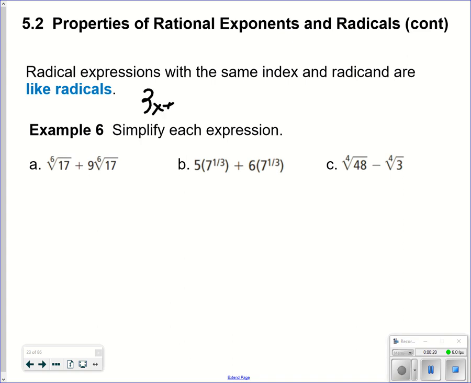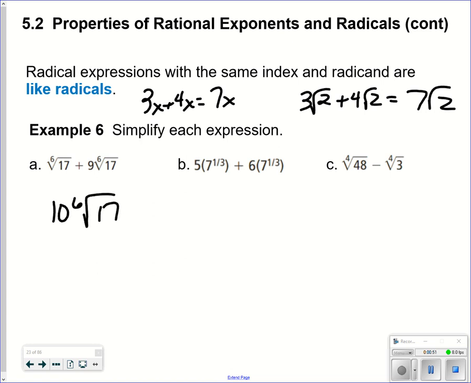So if you had 3x and 4x, it would be 7x because those are like terms and I can add their coefficients. Similarly, if I had 3 square roots of 2 plus 4 square roots of 2, that would be 7 square roots of 2. And the only way to do radicals, similar to the way you can do x's or variables, is if you have the exact same radical. So in the very first question, I have 1 sixth root of 17 plus 9 sixth roots of 17, which would make 10 sixth roots of 17.